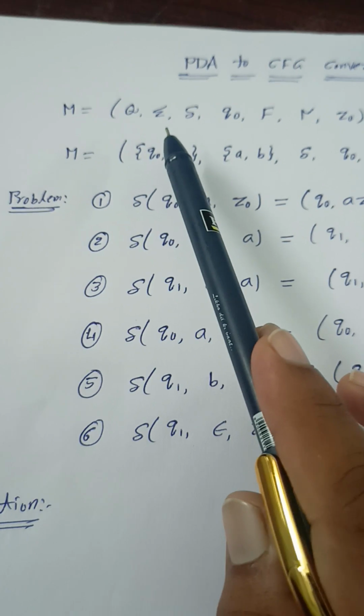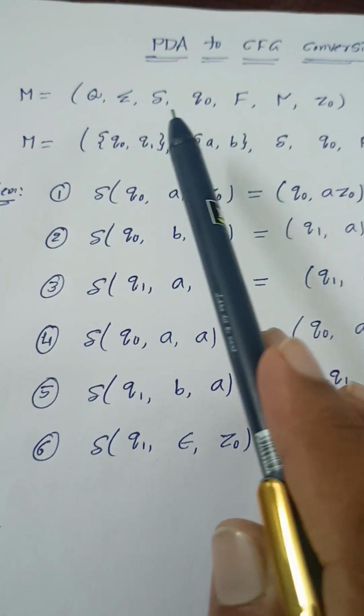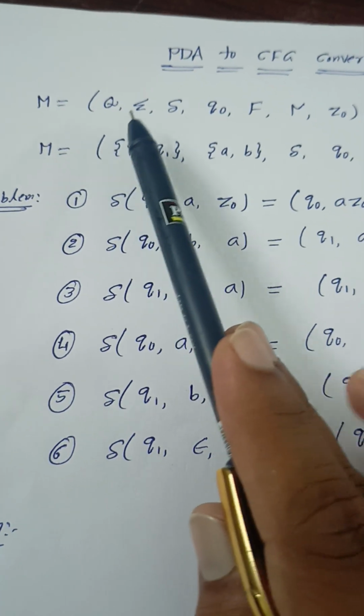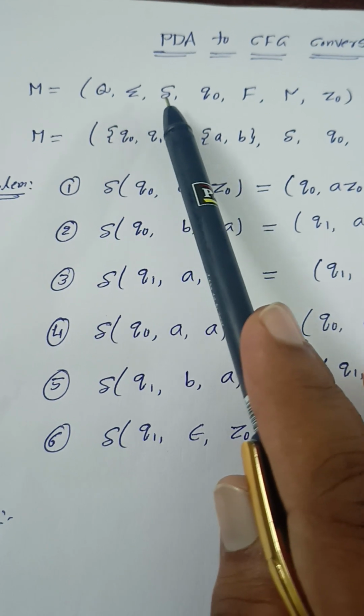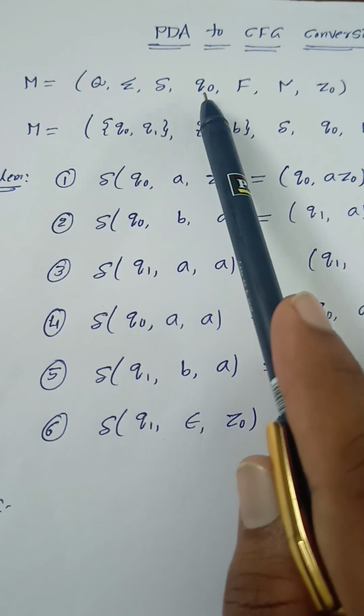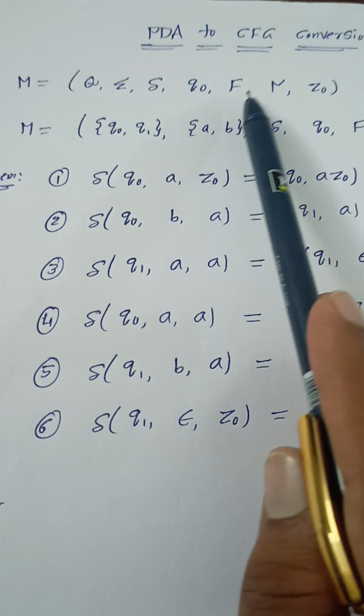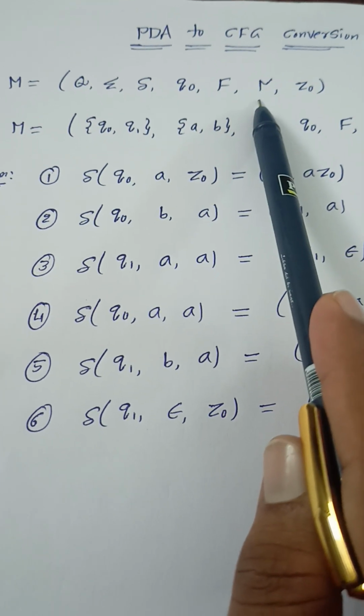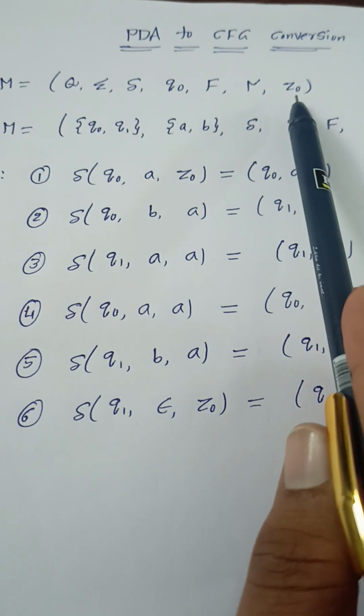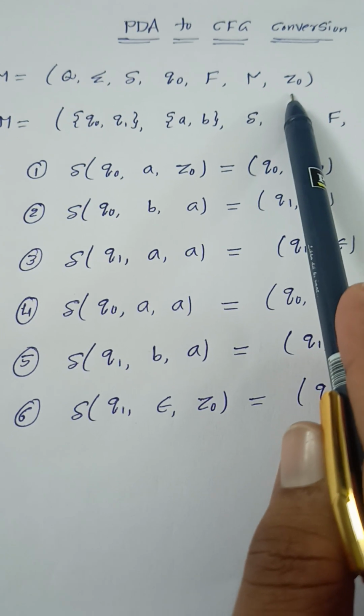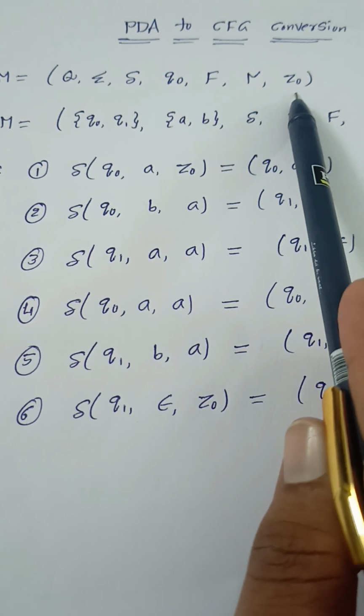So PDA, pushdown automata, is a collection of 7 tuples: finite set of states, finite set of input symbols, transition function, starting state, set of final states. Psi indicates the stack alphabets. Z0 is the stack symbol, that means the stack starting symbol.